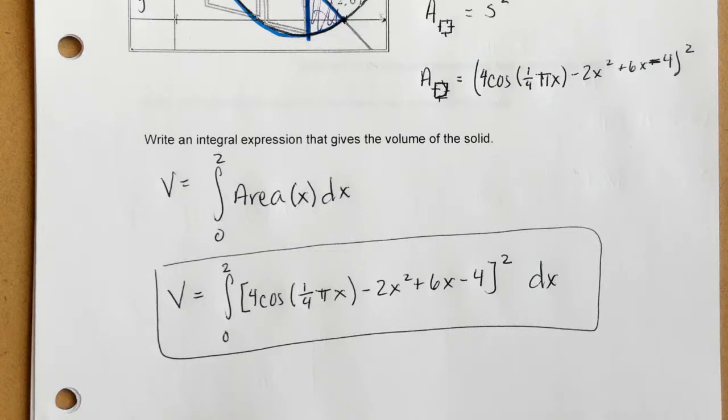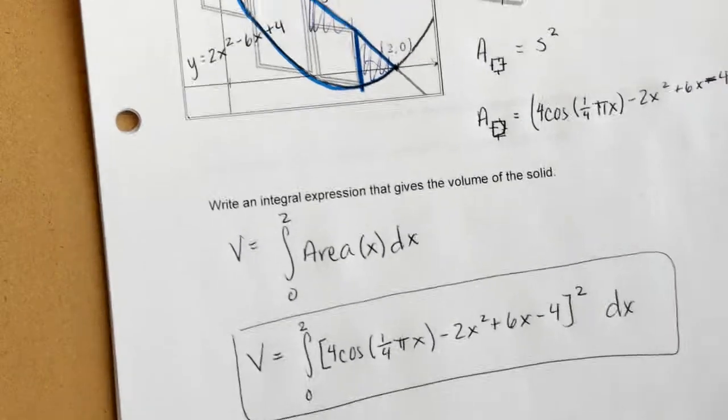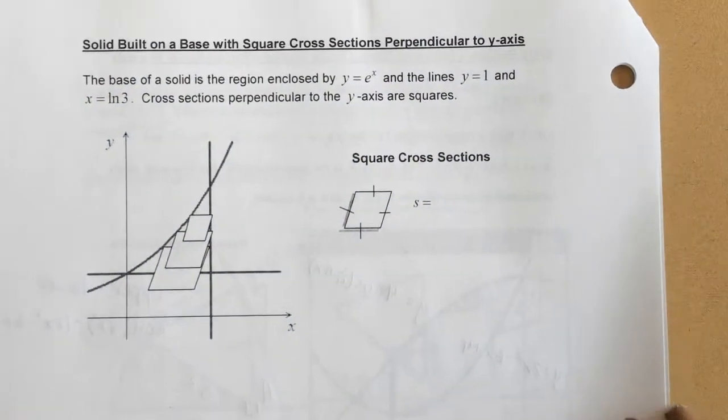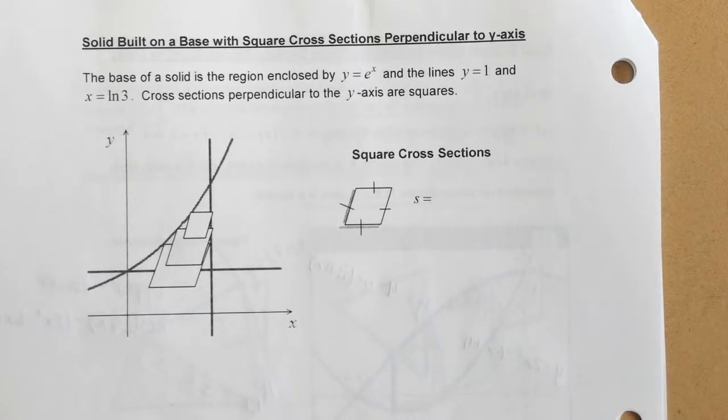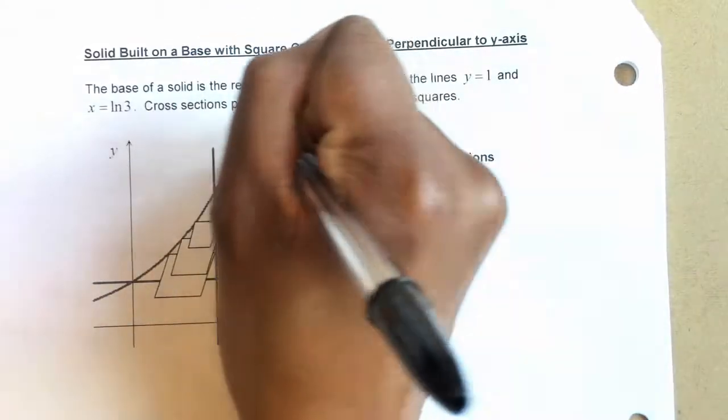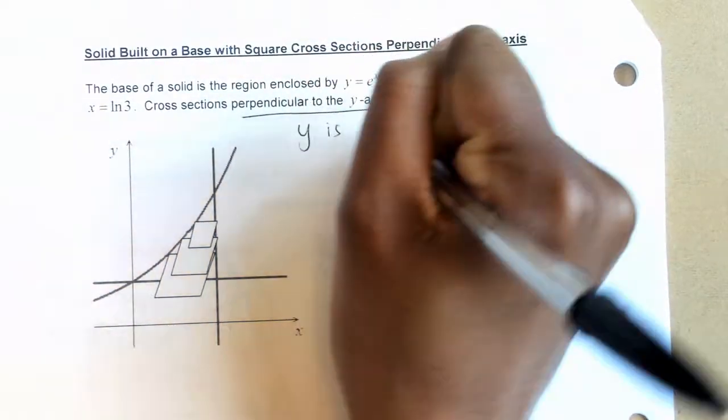Okay, so now let's look at cross sections, but now we're going to be focusing on these cross sections being perpendicular to the y-axis. So when they're perpendicular to the x-axis, x was our variable, but now they're going to be perpendicular to the y-axis, so now y is going to be our variable. So for this solid that we're building, the base of the solid is the region enclosed by y equals e to the x, and the lines y equals 1 and x equals ln of 3. Cross sections are perpendicular to the y-axis and are squares. So perpendicular to the y-axis, so y is the variable.